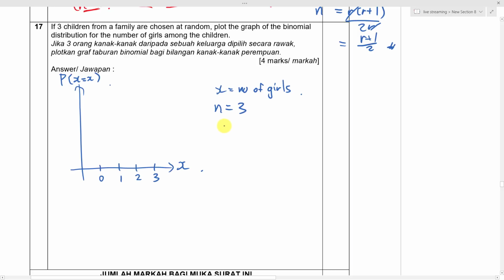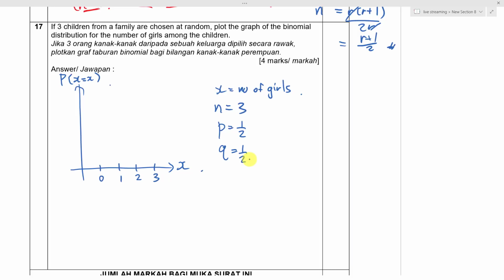And then my p I will just assume is 1 over 2 because I assume girl and boy have the same probability, because here I don't know anything. It's because boy and girl, 2 choose 1, I guess it should be 1 over 2.